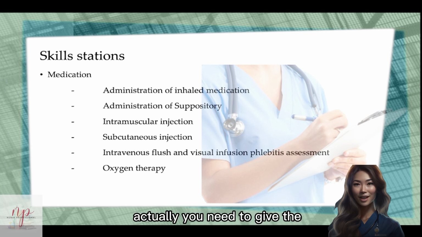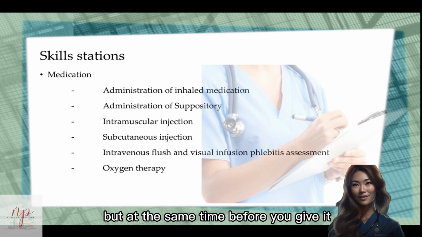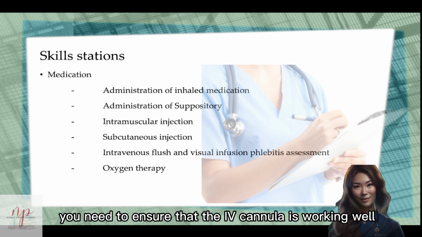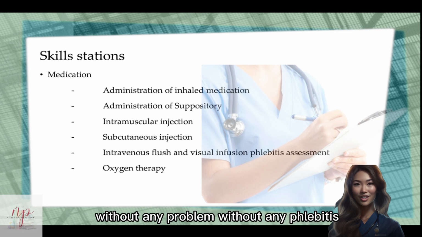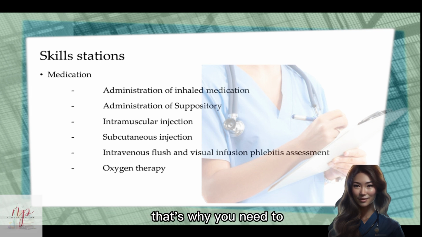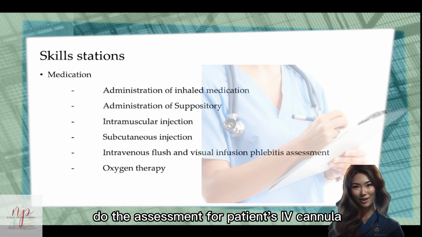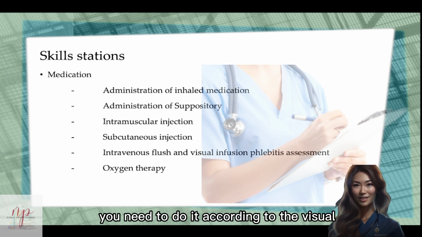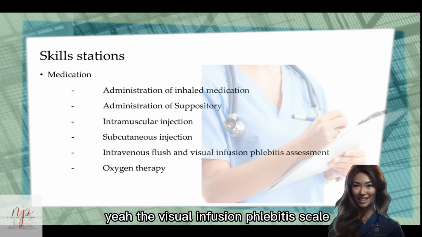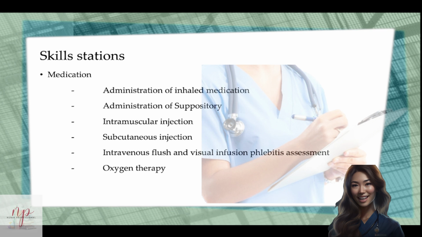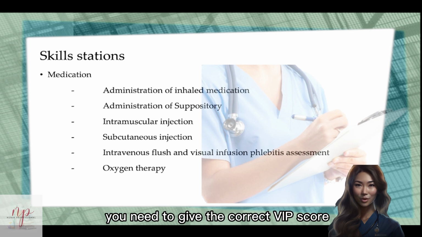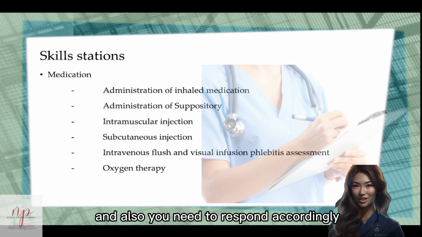Actually, you need to give the saline flush for the patient, but before you give it, you need to ensure that the IV cannula is working well, without any problem, without any phlebitis. That's why you need to do the assessment for the patient's IV cannula. You need to do it according to the VIP scale, the visual infusion phlebitis scale, and then you need to give the correct VIP score, and also respond accordingly.